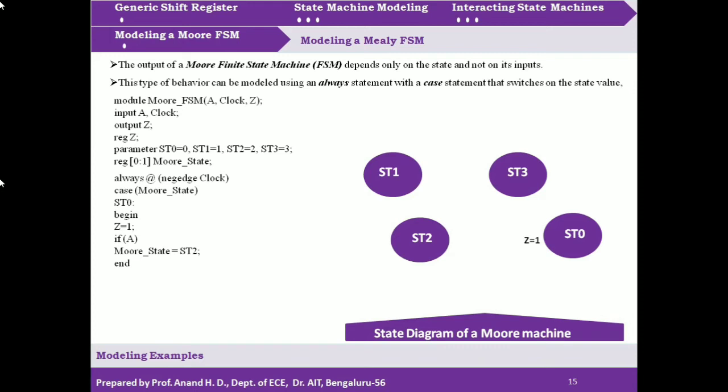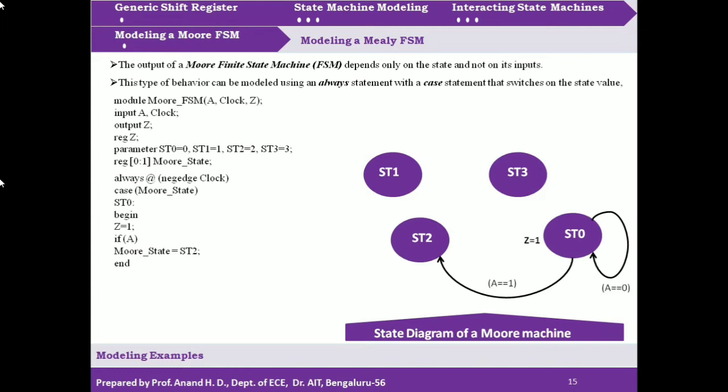And what is the use of input? It is going to decide what should be the state transition, whether it should be in the same state or there should be a state transition from one state to another state. So here in state 0, if A is equal to 1, then there will be a state transition to state 2, else it remains in the same state. Okay, so that was with respect to state 0.